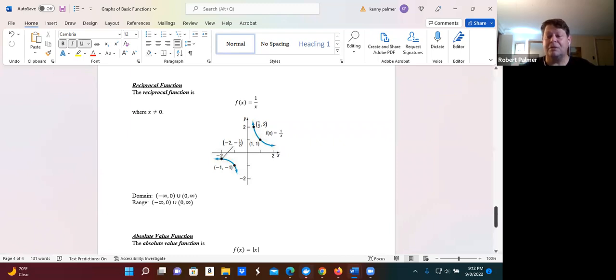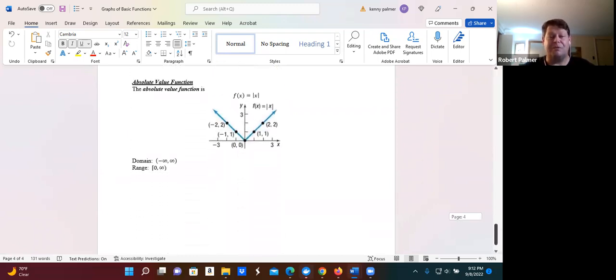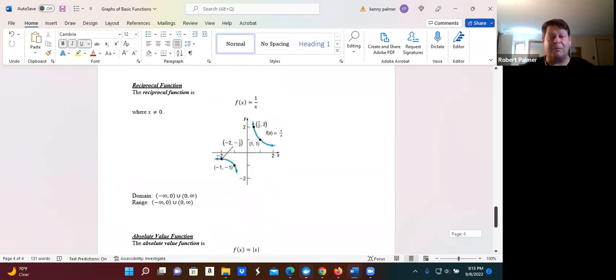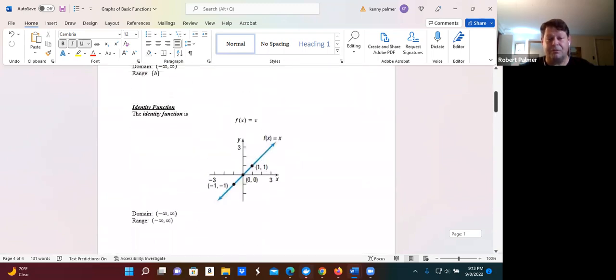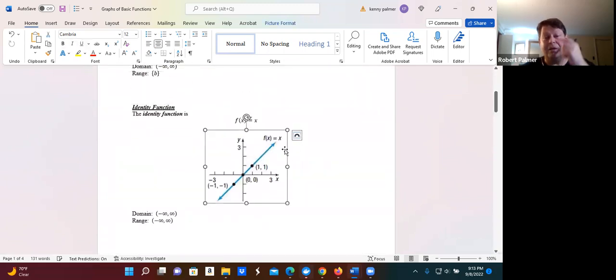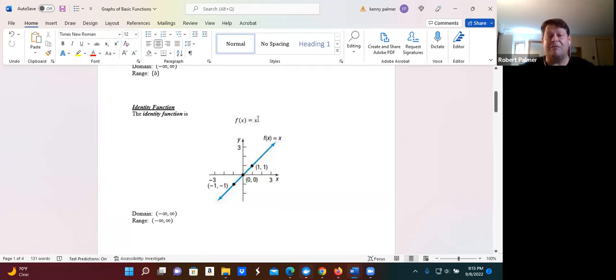Then the last basic function is called the absolute value function. So what this essentially is, is taking the identity function. Let's go back briefly and review that. We take the identity function, this function, and we simply take the absolute value. So the right-hand side, on this side of 0, looks exactly the same because the absolute value of a positive number is still positive. But over here, of course, the absolute value of a negative number is positive.